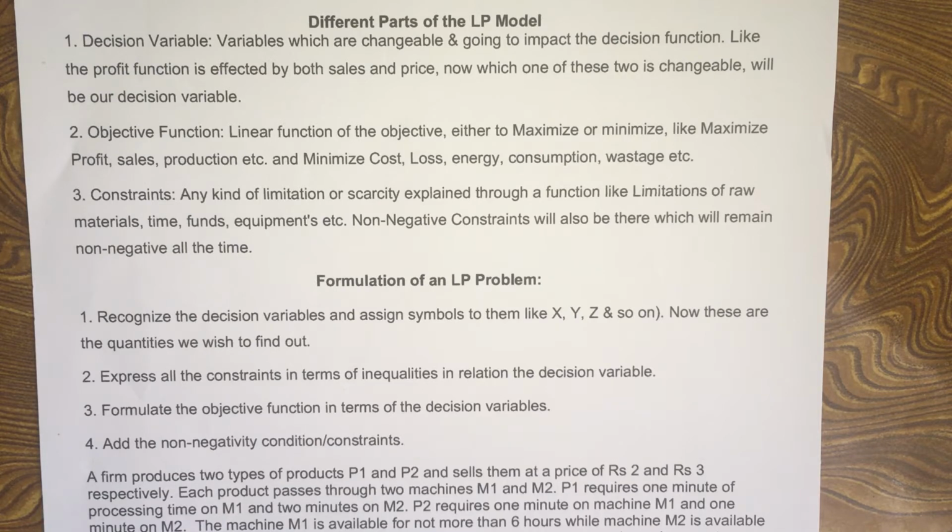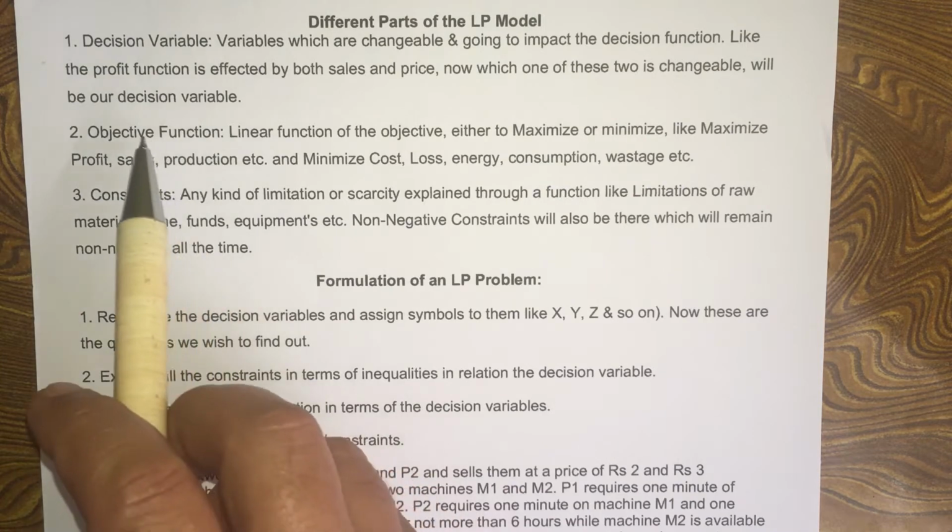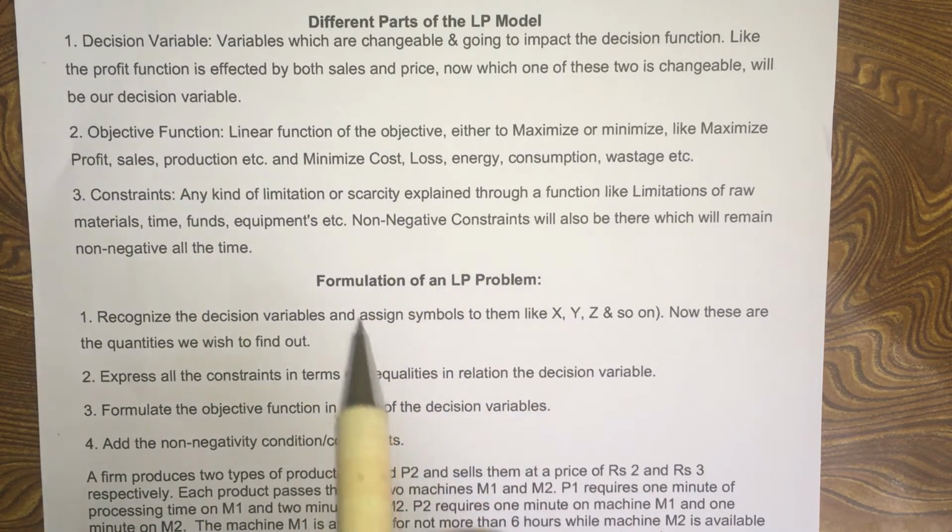Now, your objective function could be to maximize revenue, or maximize profit, or minimize cost. How are you going to maximize profit? Say by producing product A and product B. In this case, the more you produce products A and B, the more the profit will be maximized. So your product A and product B are your decision variables. So number one is decision variables. Number two is the objective function, like I've already mentioned.